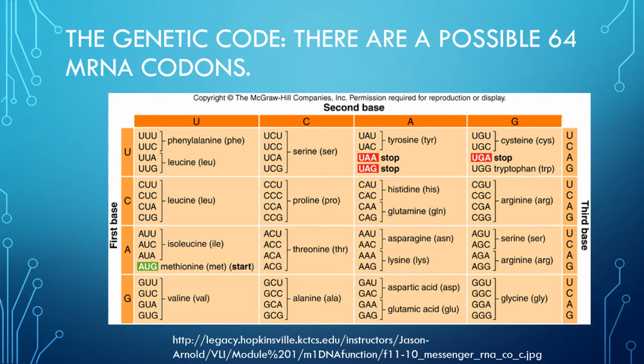So the genetic code. There are 64 possible mRNA codes. Should be a lowercase m. You'll notice that it's not really a Punnett square, but it looks like one. If I gave this to you, I'm not going to expect you to remember this, obviously, but you need to know how to use it correctly to interpret it.